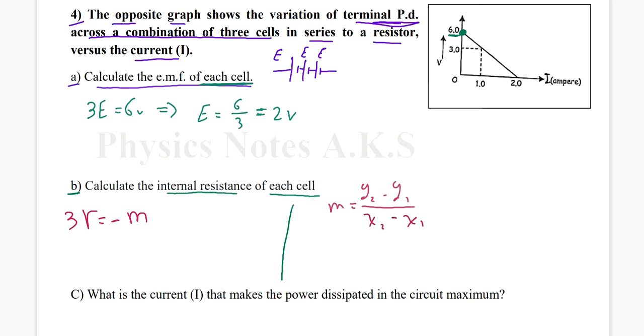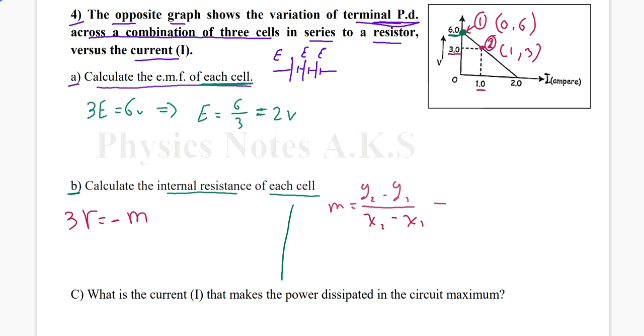I'm going to choose 2 points. I'm going to choose this point here, the first one. Let me write the x and y for it. The x for this point is 0. The y for this point is actually 6. The second point, I'm going to choose this one here. I'll write the x and y for it. The x for this is 1, and the y for it is 3. So now I have x1, x2, y1, and y2.